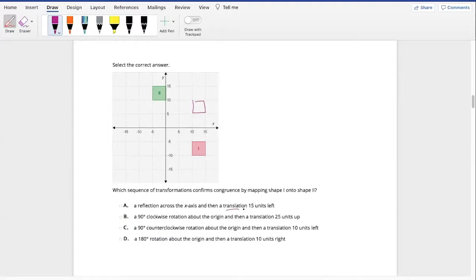And then a slide 15 units to the left. And notice your scale here is 5, so that'd be going 5, 10, 15. So that's going to move the shape into this location here. That's not going to work. It's not going to land right on that figure 2 that we want. So that one did not work.